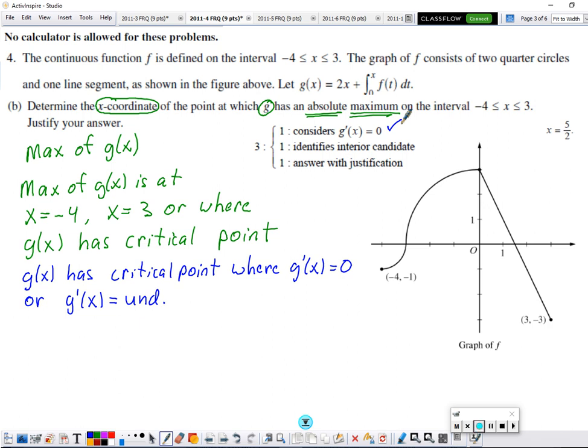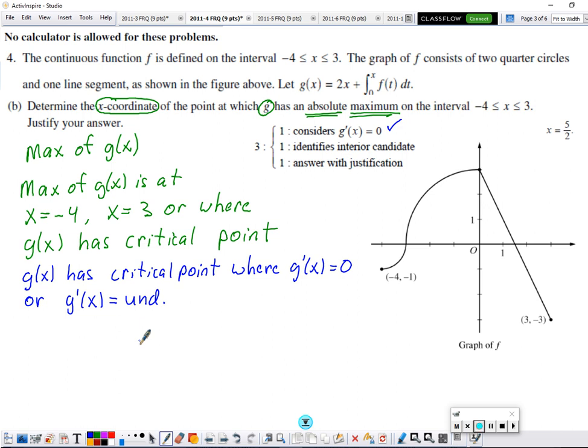Okay, so when I was doing this problem, I knew that, but where does it say that you need to write that? That just has to come from your memory. It doesn't say that. It says right here, determine the x-coordinate of the point at which G has an absolute max. So I stopped right there and I said, hey, wait a minute. The way I always find where something has an absolute max is via this theorem.